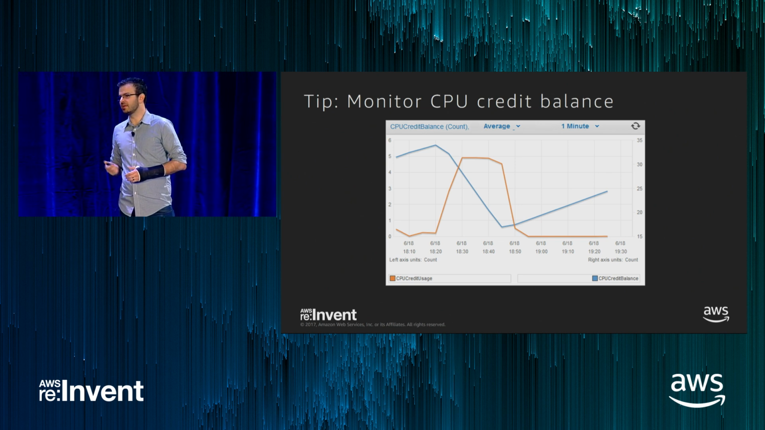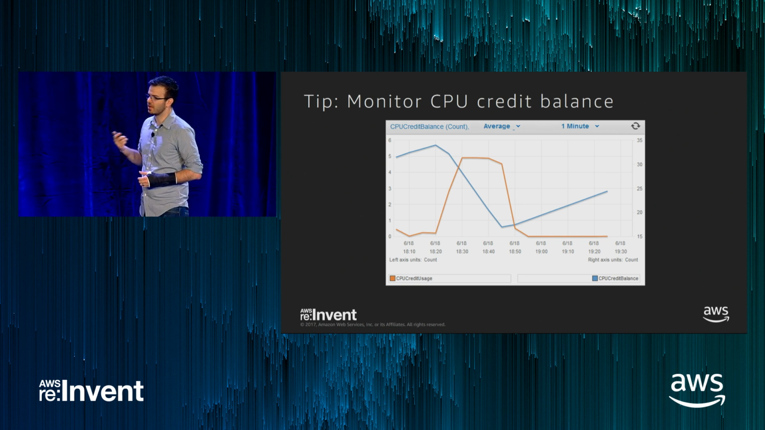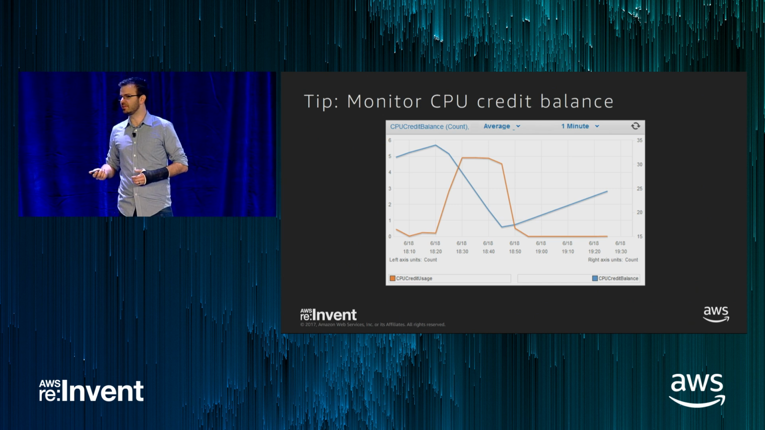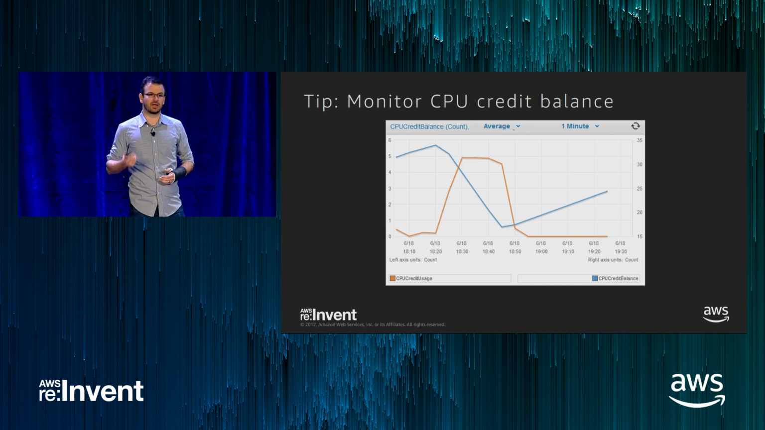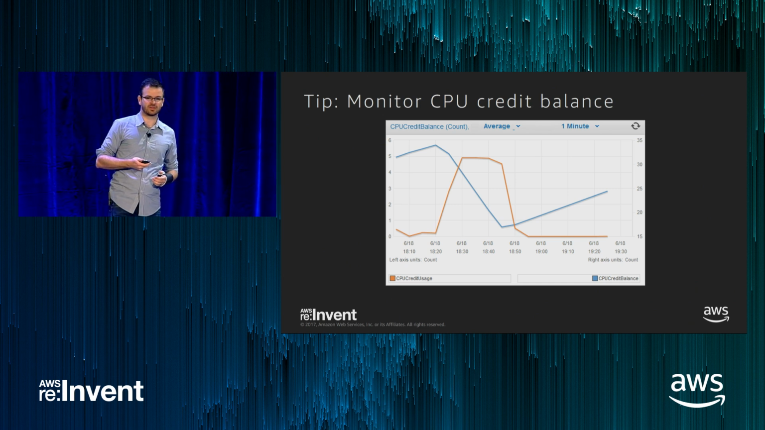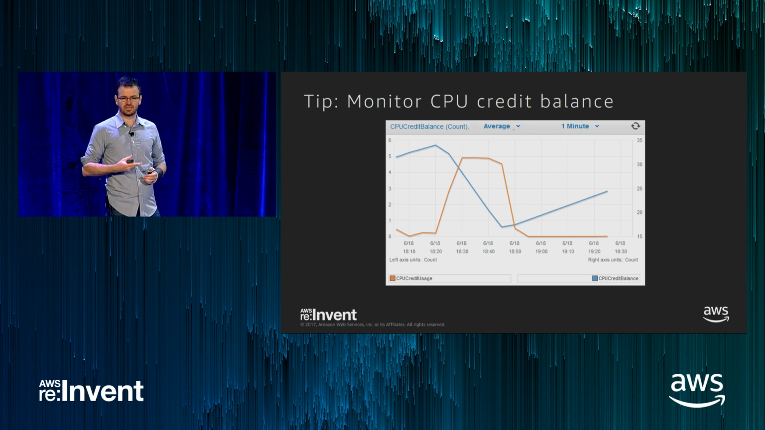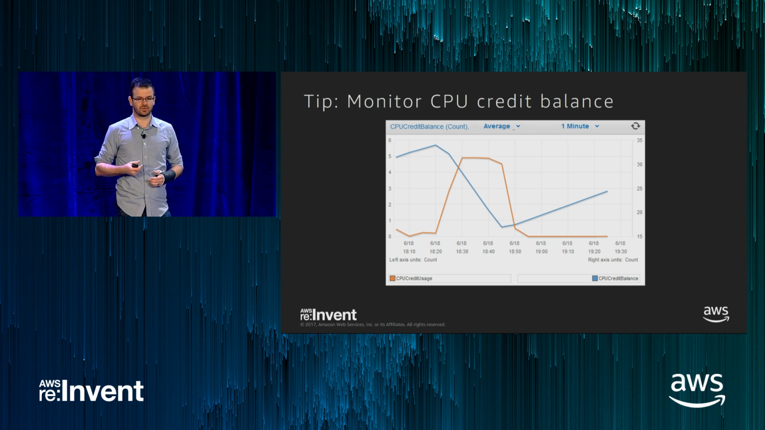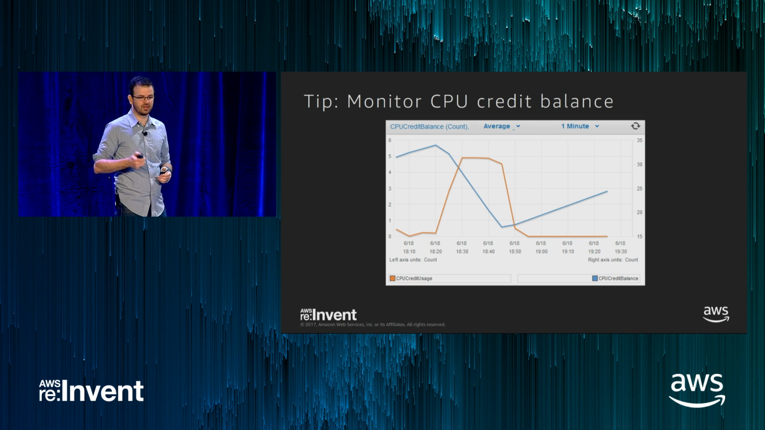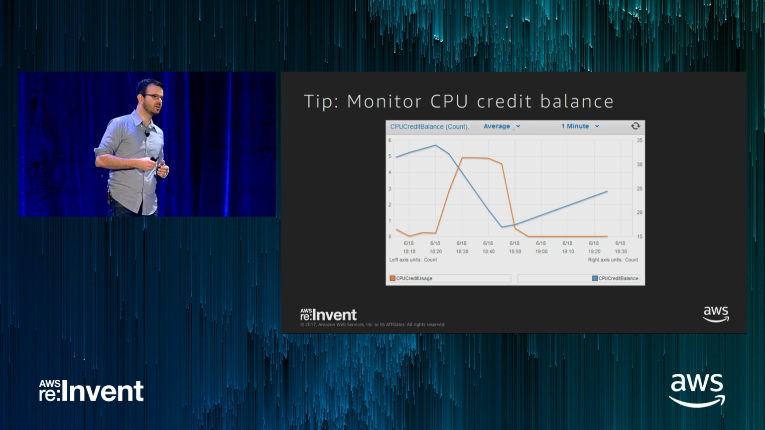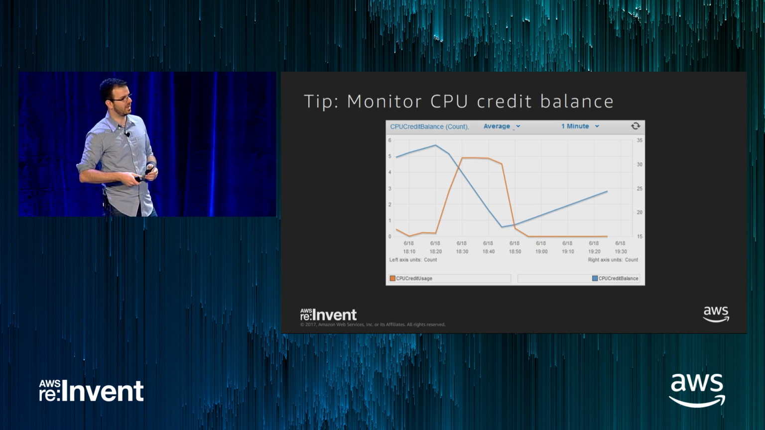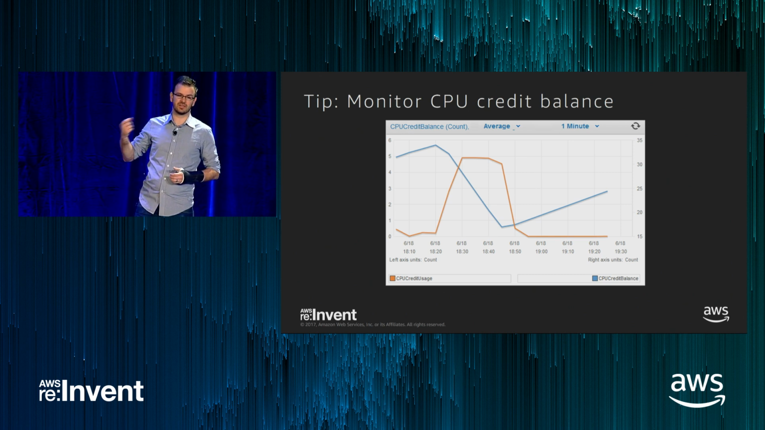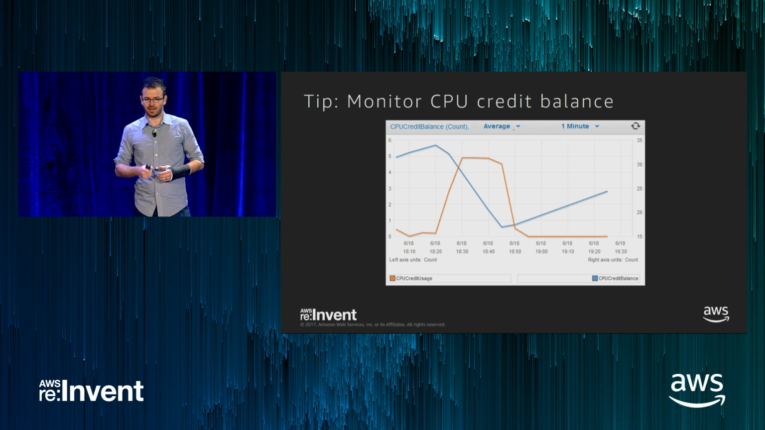And so to understand whether you are using those credits and how much you're using, and if you're choosing the right T2 size, you'll want to use CloudWatch to monitor a few different metrics. Here you can see two of the important metrics when it comes to CPU credit usage. The one in orange is the actual usage. So this is going to spike up as you're using credits on the platform. So it'll tell you how many you're using per minute. And the one that you see in blue is your actual CPU credit balance.